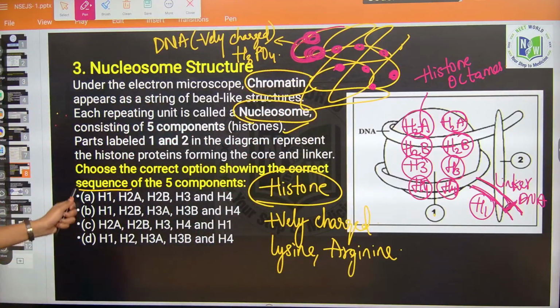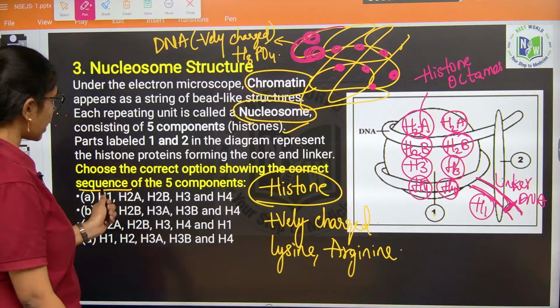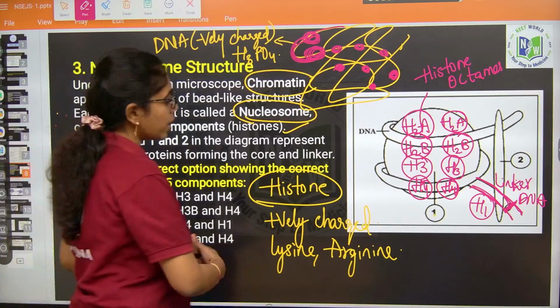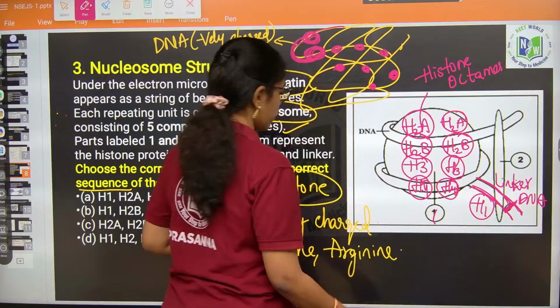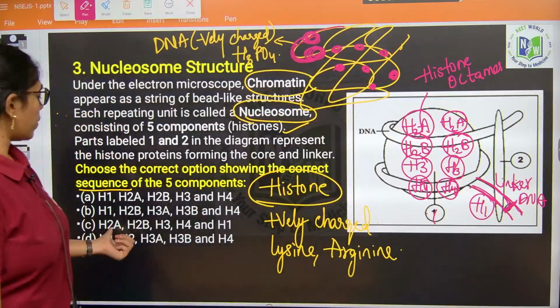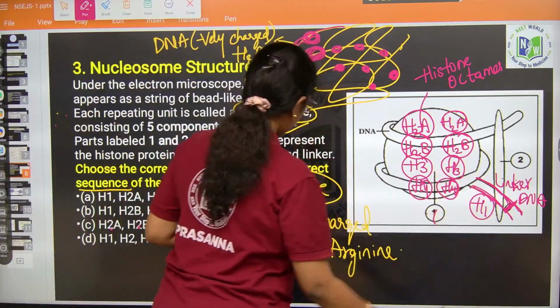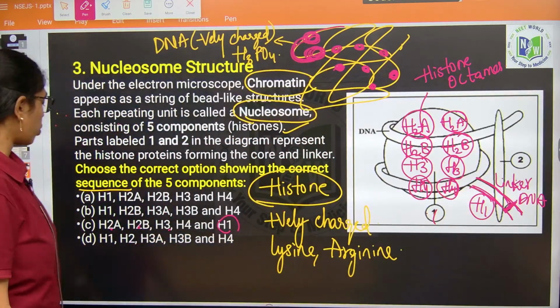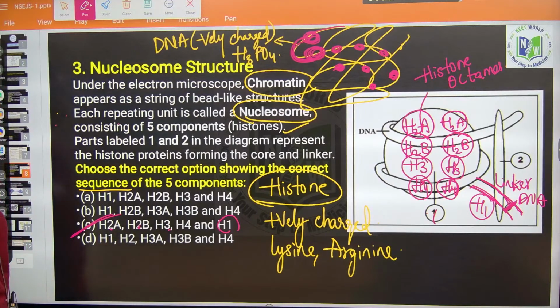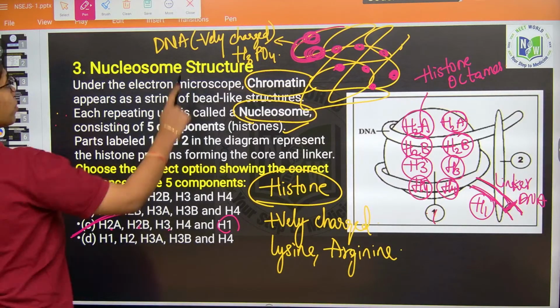So, now you see, choose the correct option showing the correct sequence of 5 components. In 1 and in 2 we have to identify. First one, what is there? H2A, H2B, H3, H4, and in this linker DNA what protein is there? H1 histone protein is present. So, option C will be the right answer over here. Clear, right? Next.